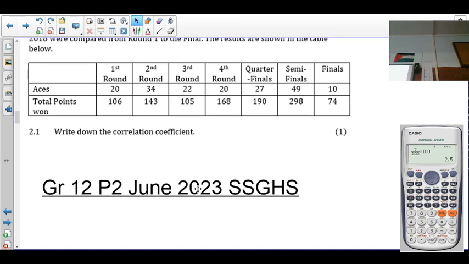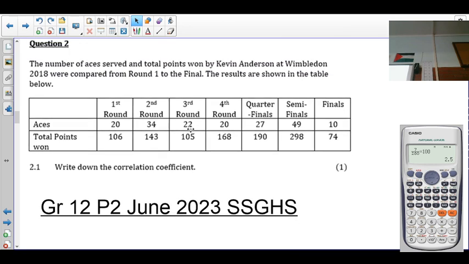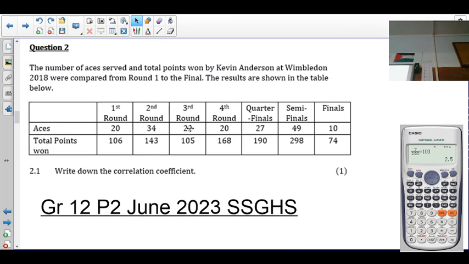Okay, so in question 2, we are told that the number of aces served and the total points won by Kevin Anderson at the Wimbledon in 2018 were compared from round 1 to the final. The results are shown in the table below. Okay. So round 1, the first round, second, third and so on.